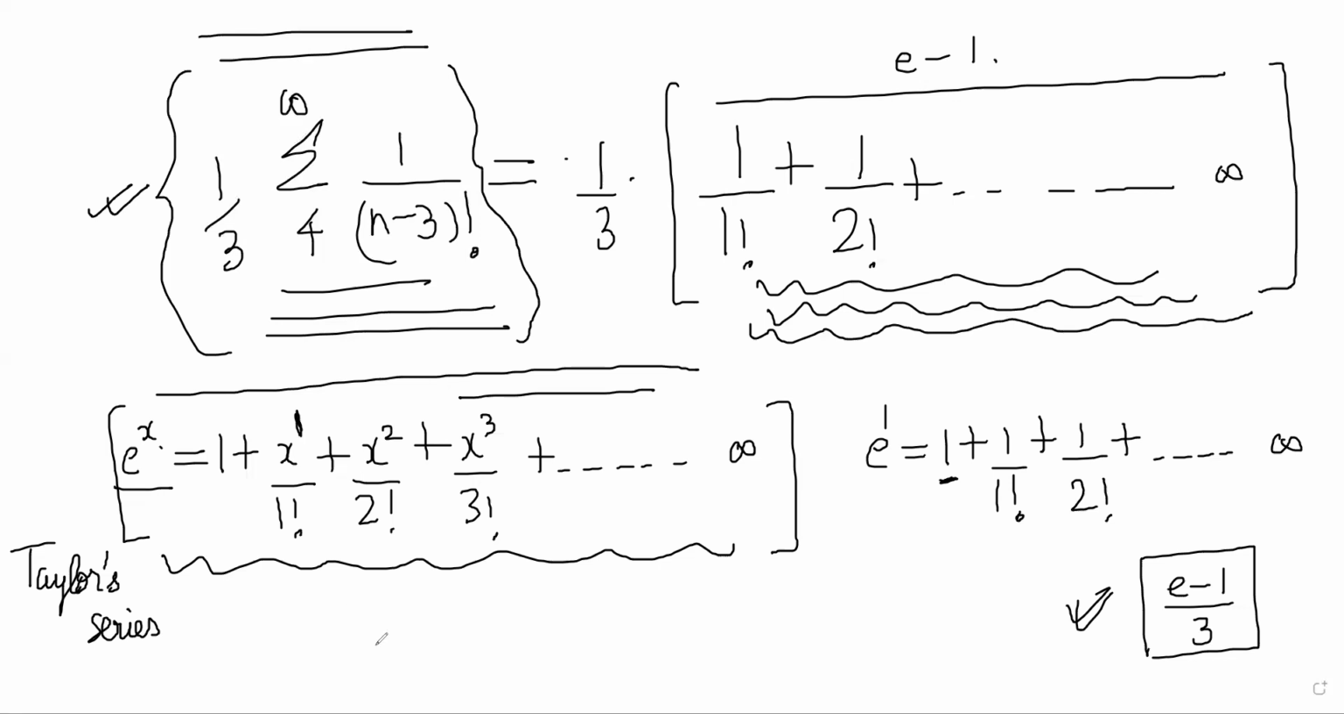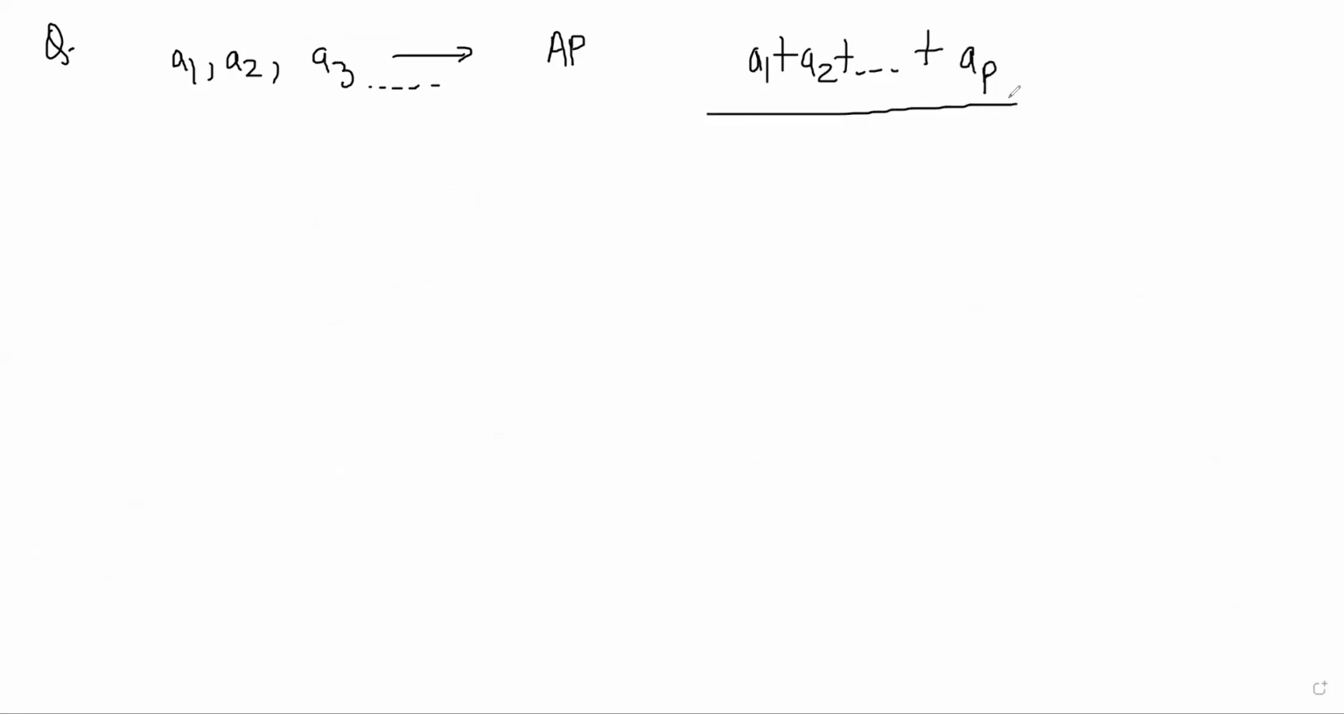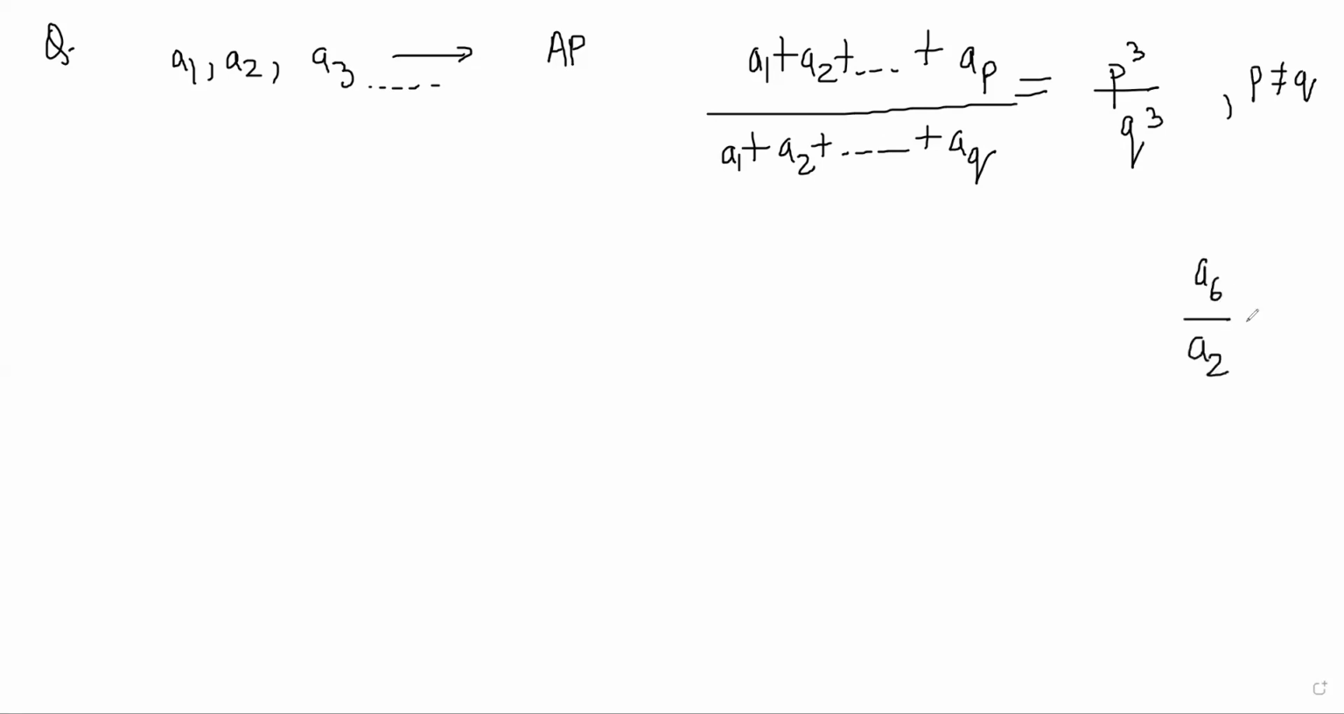Okay. Next one is A1, A2, A3 are in AP, and so on, such that the sum of A1 plus A2 till AP, P terms, divided by the sum of A1 plus A2 till AQ, Q terms, is equal to P cube by Q cube, where P is not equal to Q. Then they're asking you for A6 by A21, right? Such that this P is not equal to Q. A6 by A21.